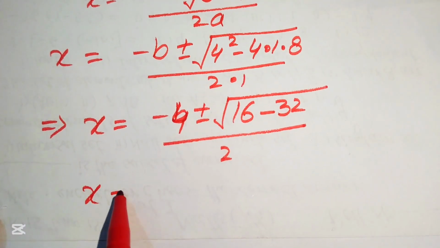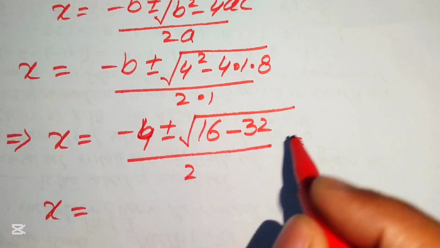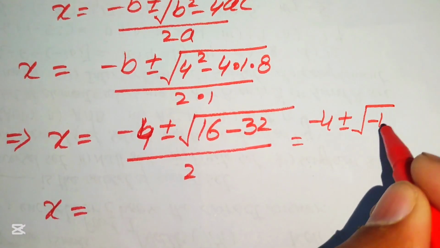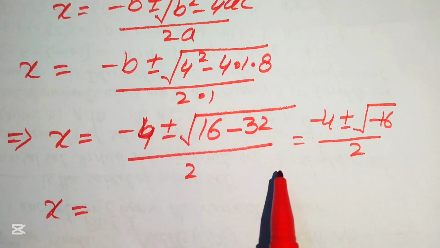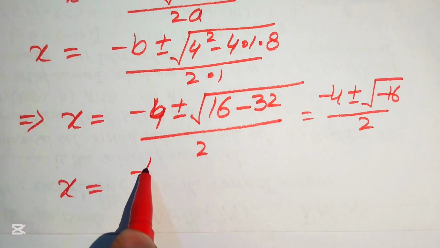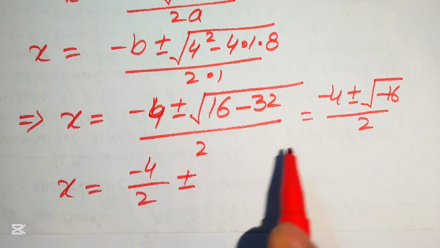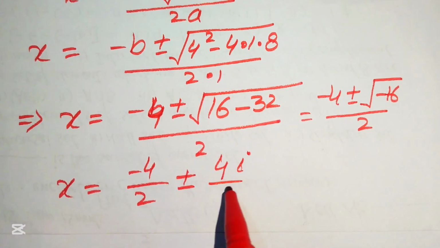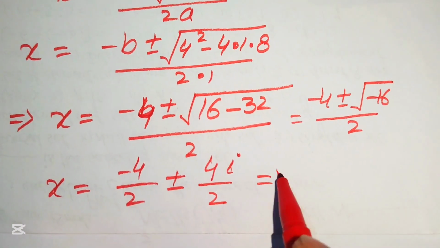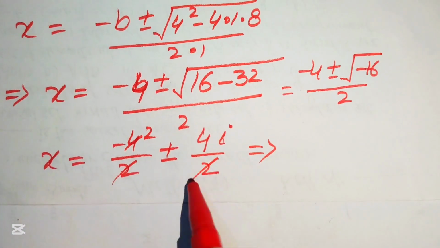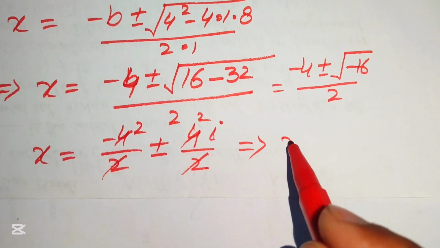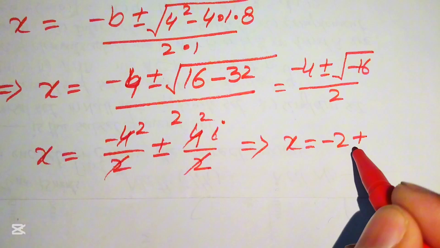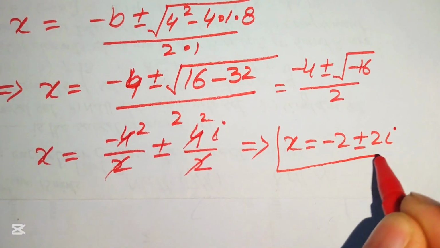We need more simplifications, and it will be written as minus 4 plus minus square root of 16 minus 32 equals to minus 16, and it is divided by 2. So here we can break this fraction, and it will be written as minus 4 over 2 plus minus. We know that the square root of 16 is 4, and the square root of minus 1 is iota, and it is divided by 2. So after cancellations, 2 times of 2 is 4, 2 times of 2 is 4. So finally we have the other two complex roots of the given equation: x equals to minus 2 plus minus 2 iota. So these are the other two complex roots.